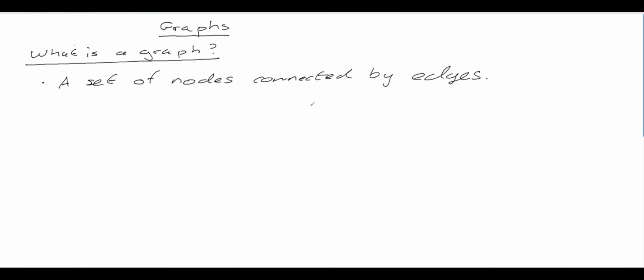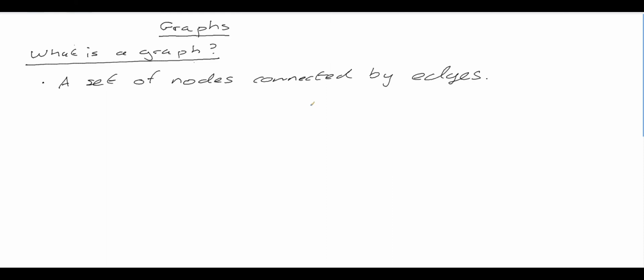So it's a set of nodes connected by edges. A node is a point on a graph which represents something. So, for example, it might represent a town, and an arc is a line that connects two nodes and is a means of representing a way of moving between the two nodes. So, for example, an arc might represent a road between two towns, and the towns are the nodes.